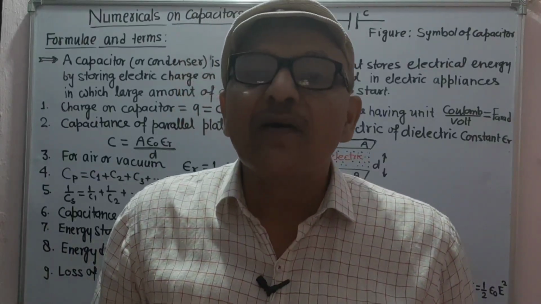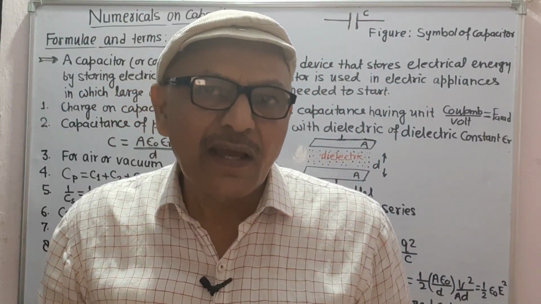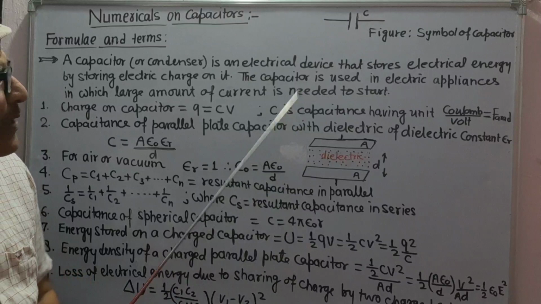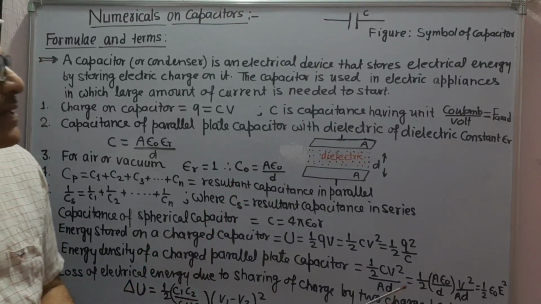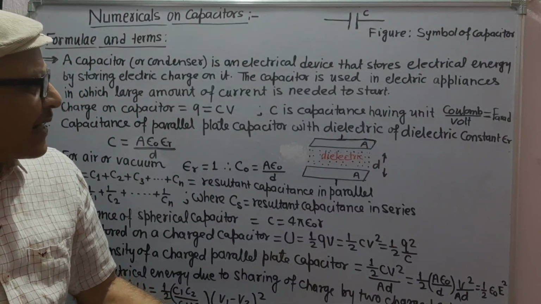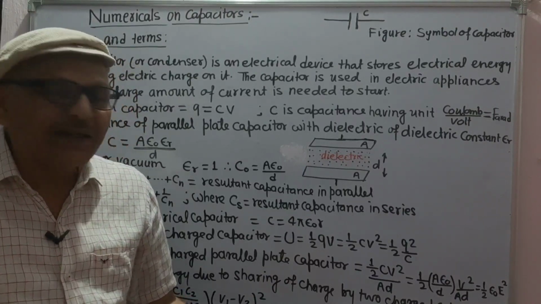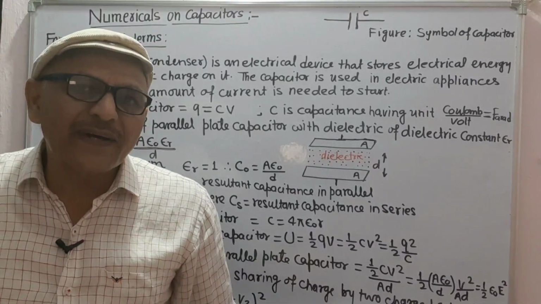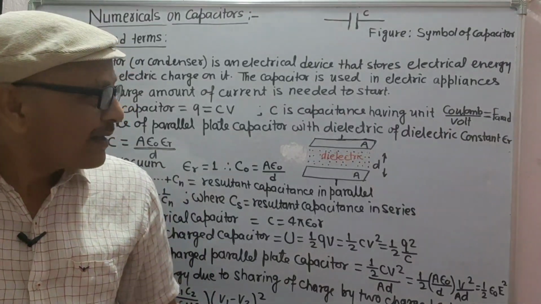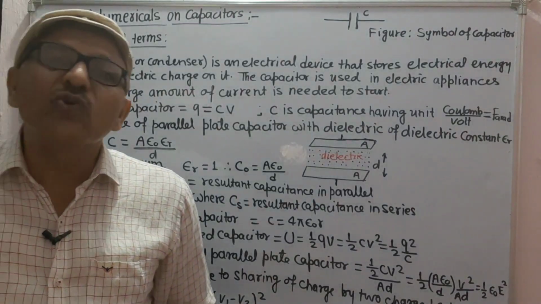Hello dear students, we are going to solve some numerical problems related to capacitors. As you know, capacitors are also known as condensers. A capacitor is a two-terminal electrical device which stores electrical energy by storing electric charge. Capacitors are used to provide large current for electric motors and tube lights where large current is required to start.